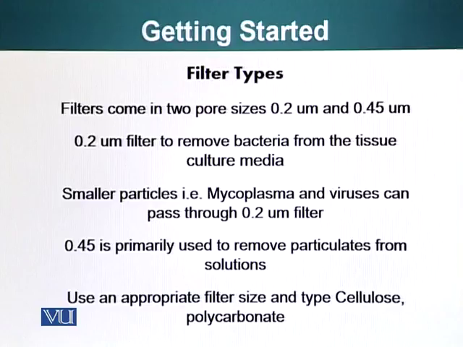So if you make a solution and you see there's particulate material in it and you want to get rid of it, you can use a 0.45 filtration system, because of course it is relatively cheaper than using the 0.2 micron. Use an appropriate filter size and type. One of the materials, for example, is cellulose or polycarbonate. So this is another way you can sterilize things.